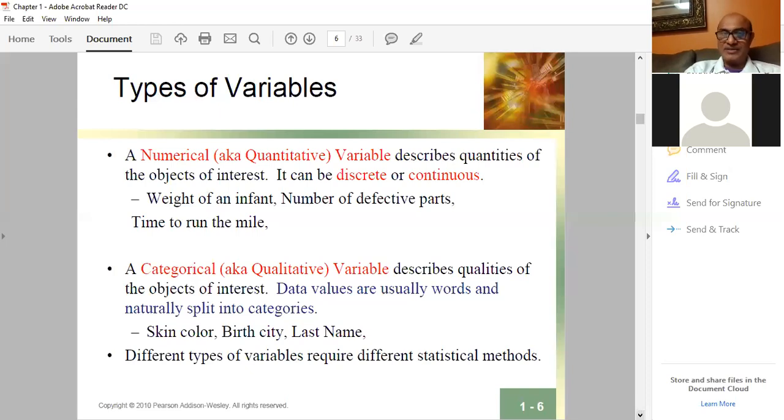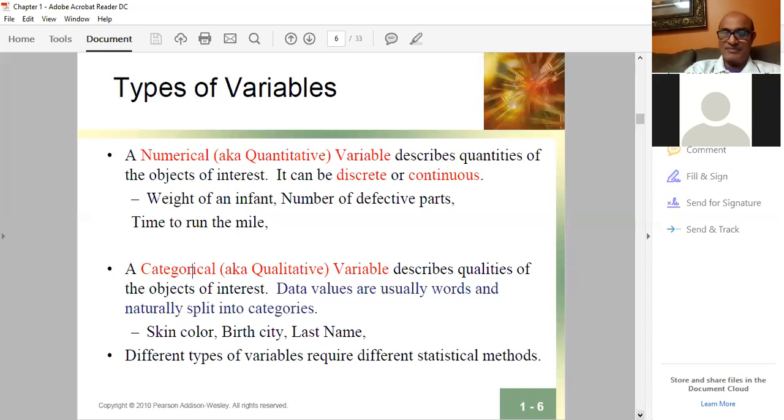So weight of an infant, continuous. Number of defective parts, discrete. Time to run the mile, continuous. That's how you can characterize them. Categorical, qualitative variables. Now numbers are not involved. With quantitative variables, numbers are involved. It could be discrete or continuous, but with qualitative, just quality is involved.